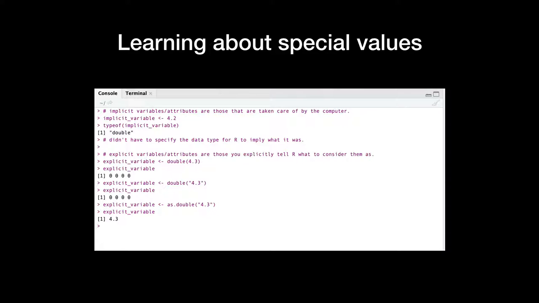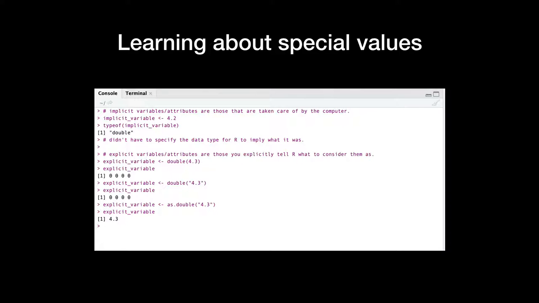Now, explicit variables and attributes are those that explicitly tell R what to consider them as. So if you're coming in from a different programming language such as Java, you have to explicitly state the object at the beginning of the program as an int, a double, or a float, and so on. This is a very similar way of doing it, except R just does it in this particular order.